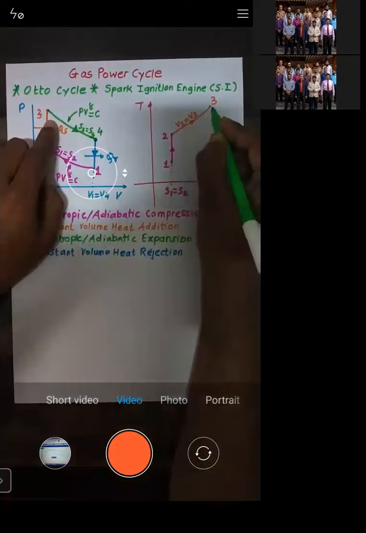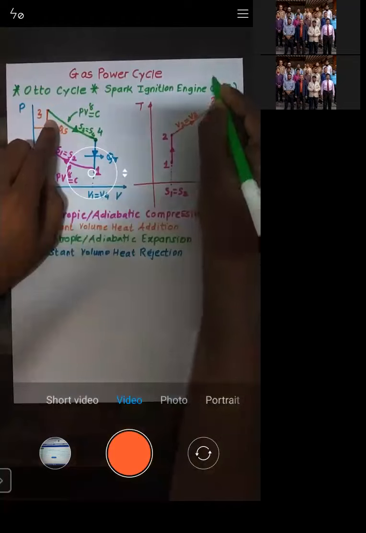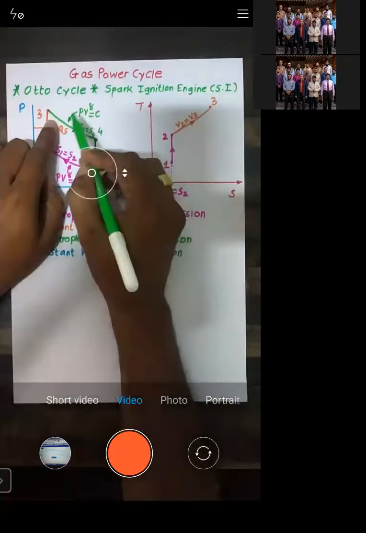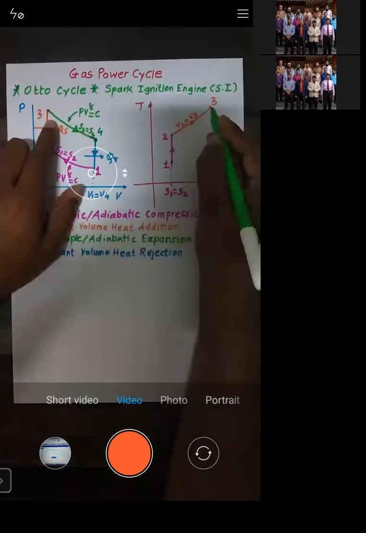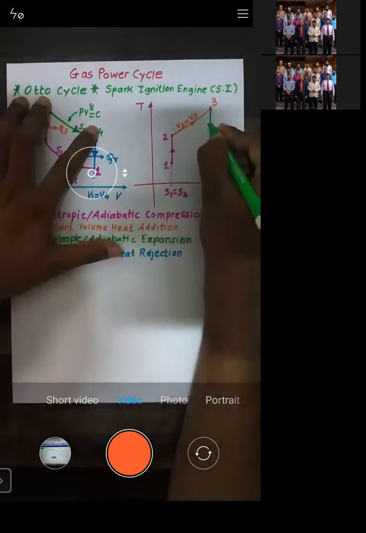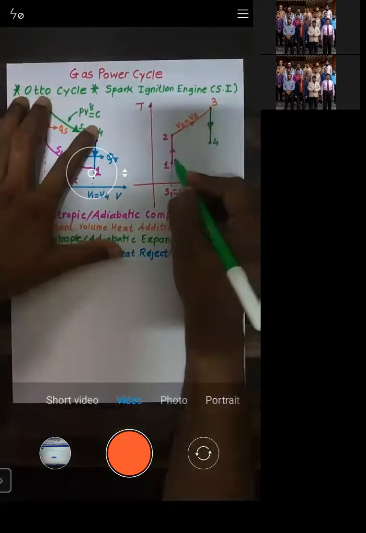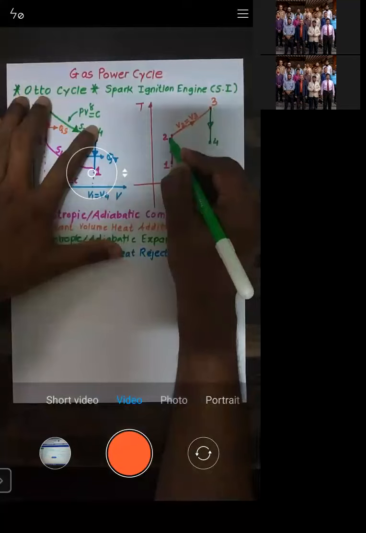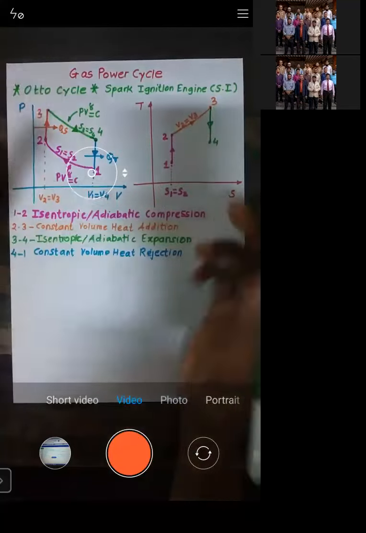So there are two possibilities: either I should move vertically down or I should move vertically up. Now, whenever there is expansion, temperature decreases, so obviously I need to move vertically down. So I will get this point as point number 4. I do not move upward, because when I move upward there is compression. When I move downward, it's an expansion, right?